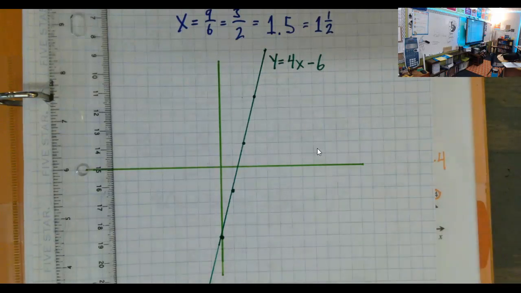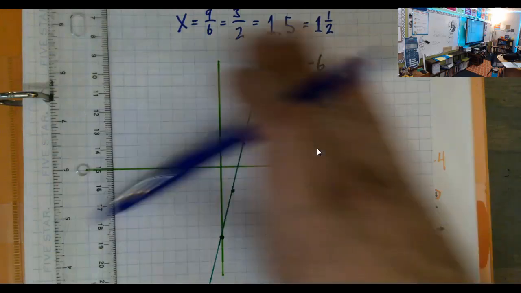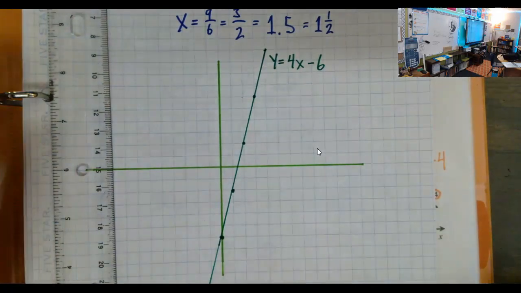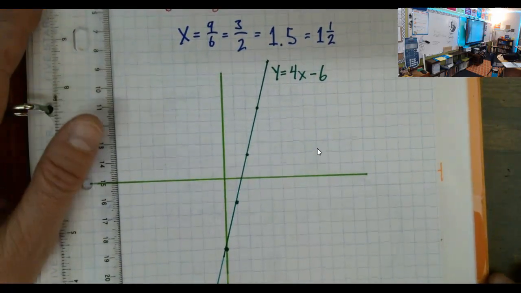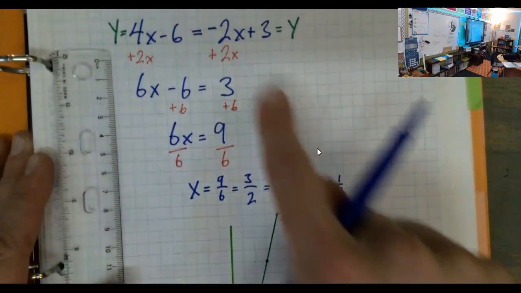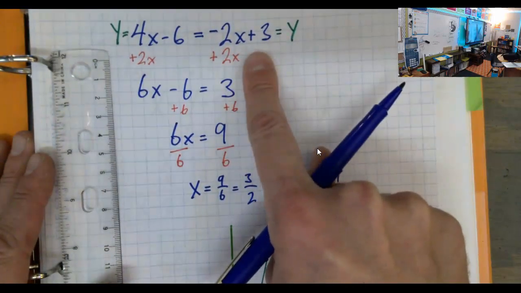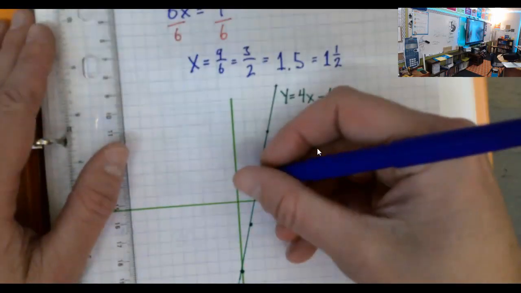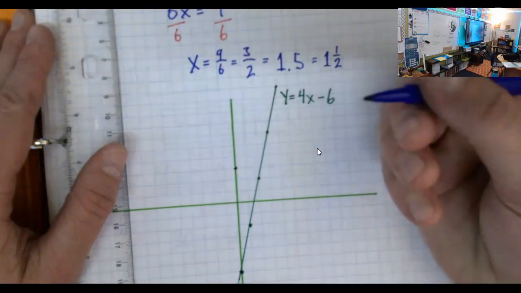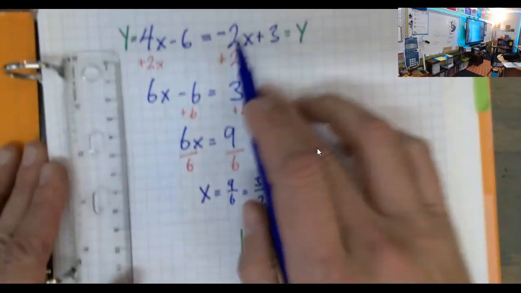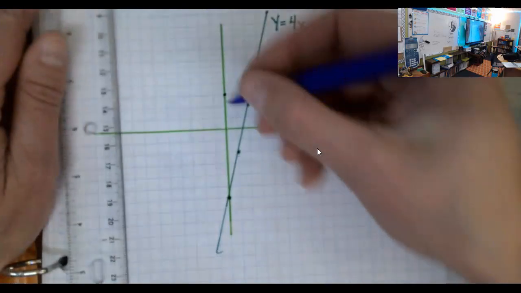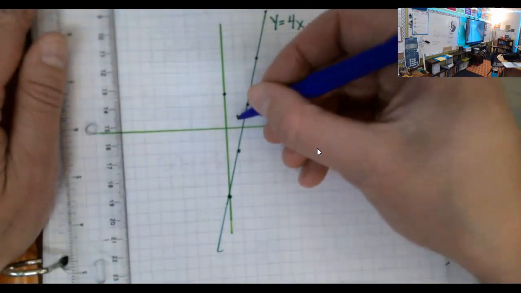Guys, if you're doing nothing, I assume that on your paper you have both of these lines graphed. You've already shown the point of intersection. Like, you have all of this done. If you're sitting there doing nothing, that is what you're communicating to me. The other equation, our y-intercept is 3. Slope is -2. Down 2 over 1.